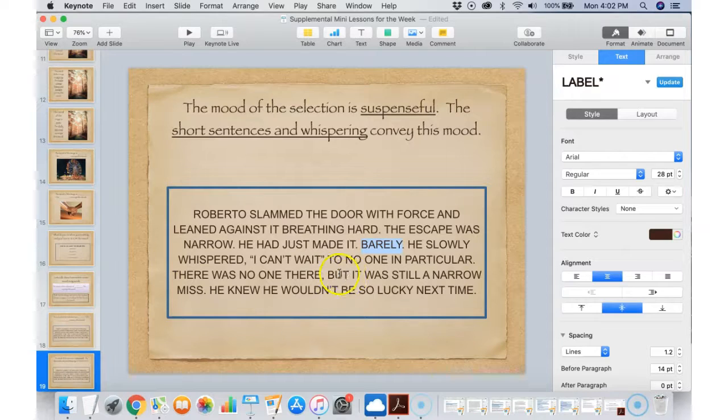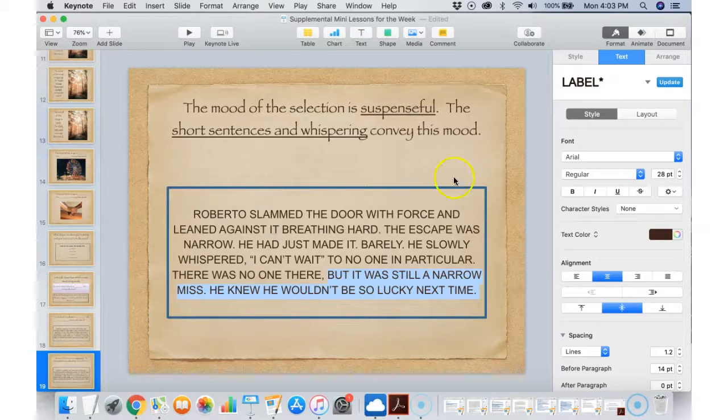If I'm saying it's anxious, I might say, well, this part is what made me think it was anxious. It was still a narrow miss. He knew he wouldn't be so lucky next time. Because then they repeat it, they say it again up here, right? The escape was narrow. He had just made it, barely. And then down here, this is a really short passage, and look how the writer repeats himself. But it was still a narrow miss. He knew he wouldn't be so lucky next time. So to me, that's why it seems anxious, just an anxious, tense mood.